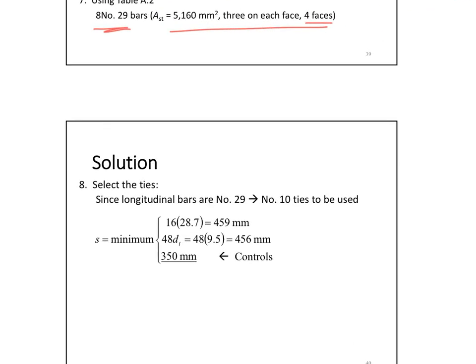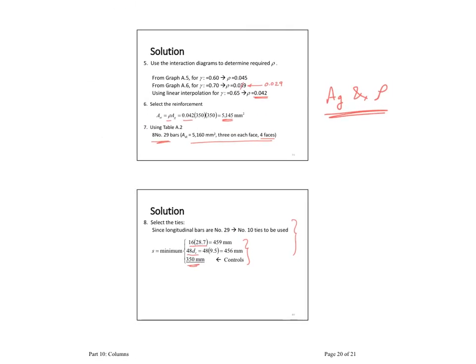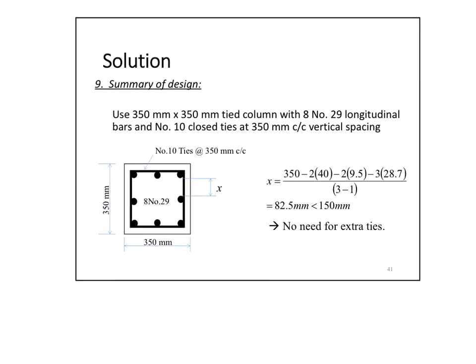I go here to, since the longitudinal bars are number 29, number 10 ties will be used, and then in this case, the distance between them is going to be between the 16 db or 48 dt, or the smaller size, which is 350, which controlled. So we choose the spacing between the bars to be 350 millimeters. Now the summarized design, I have 8 bars, number 29. Distance between the ties is 350. Number 10 ties. The column size is here.